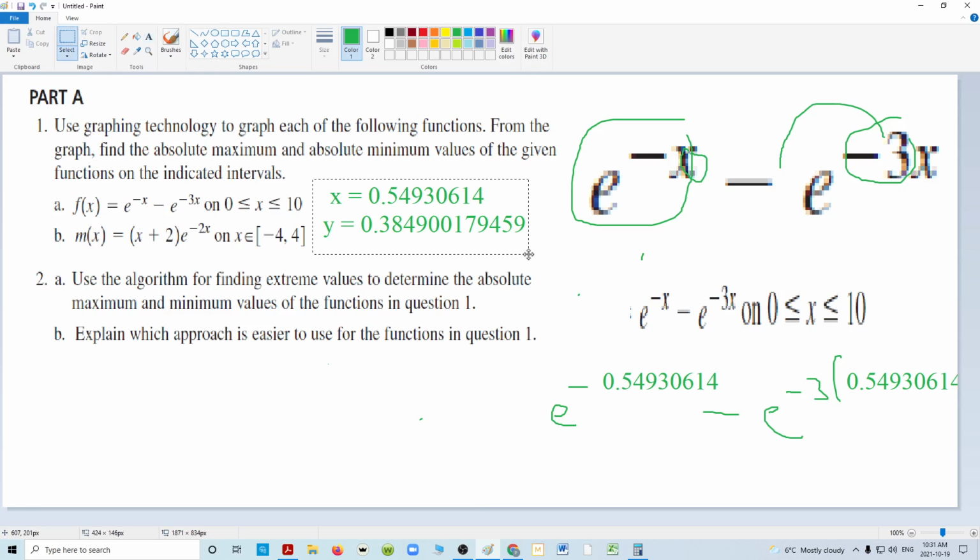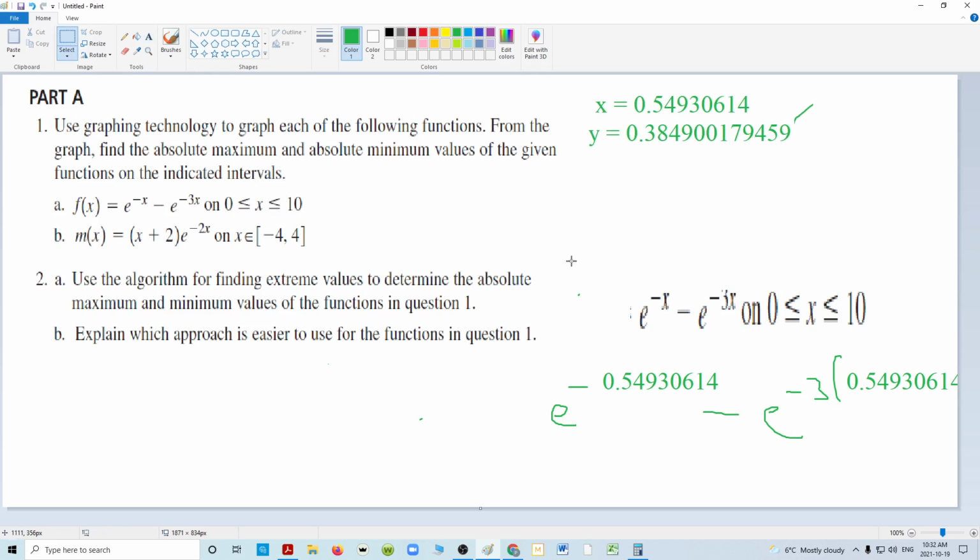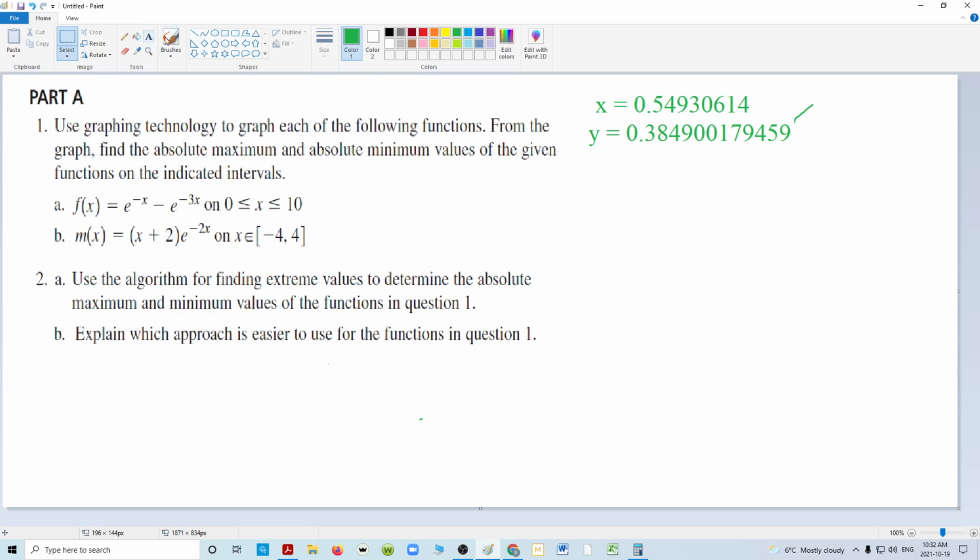Now, you could figure out whether that's your max or min, but I already know to the left of it, when x is 0, y is 0, which tells me it's going up on the left. Well, if it's going up on the left, then this point I found is a max.